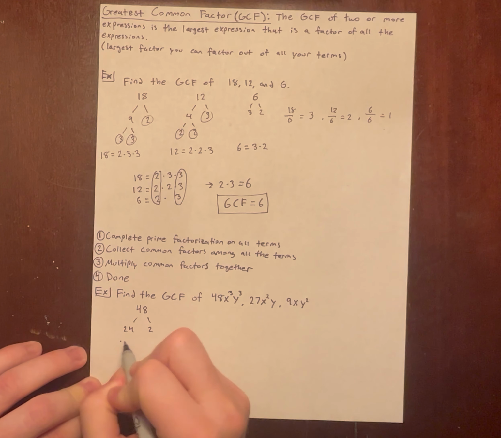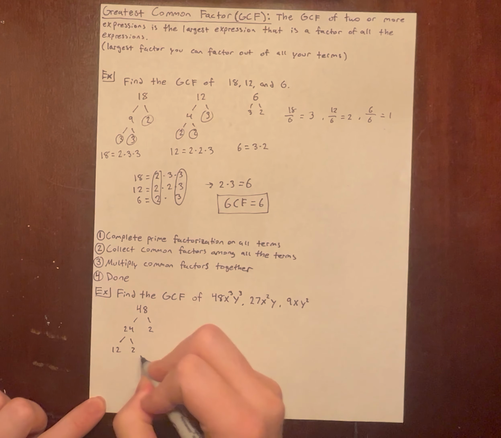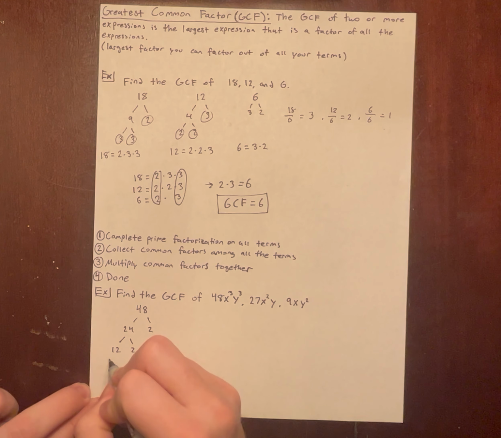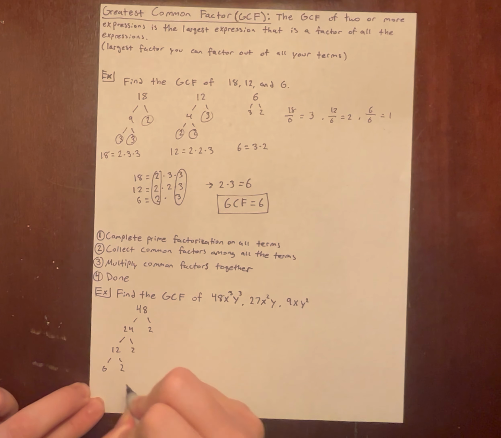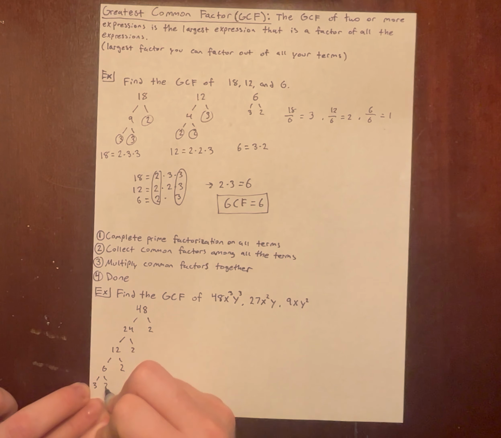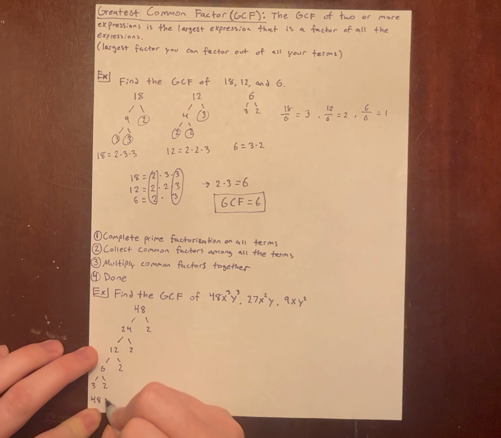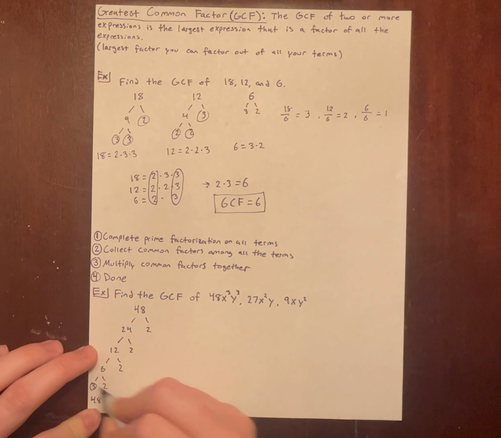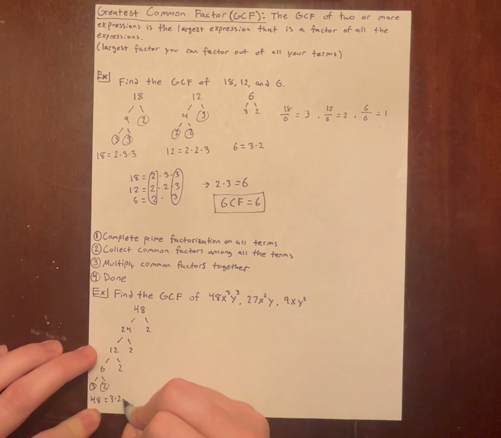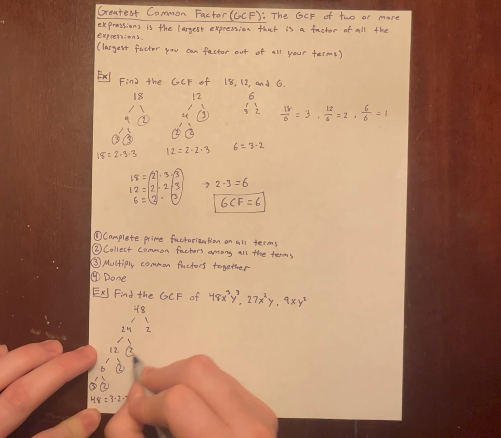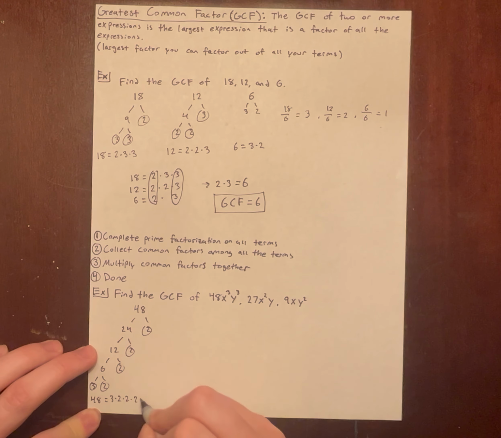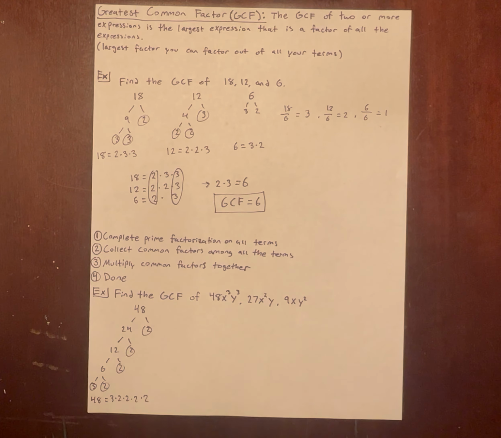This is prime, so let's do it again. 12 and 2 makes 24. This is prime, so we leave this branch alone. We'll do it again. 6 and 2, prime, and then 3 and 2. And so the prime factorization of 48 is 3 times 2 times 2 times 2 times 2. All right? And so that's the prime factorization of 48.